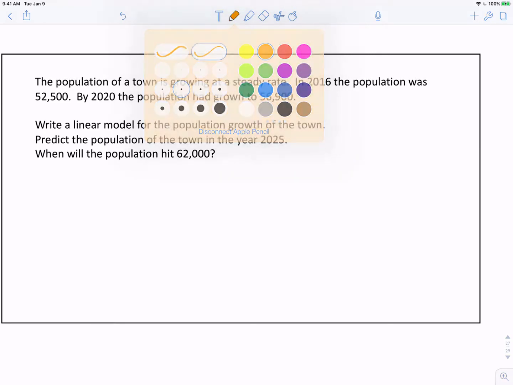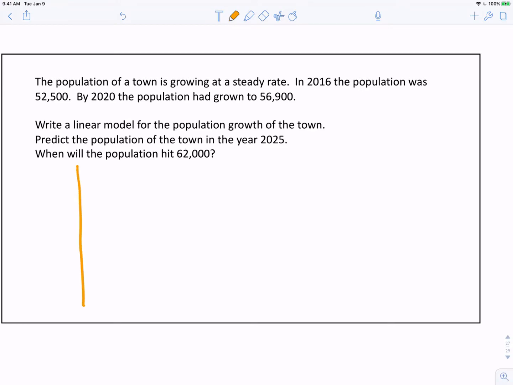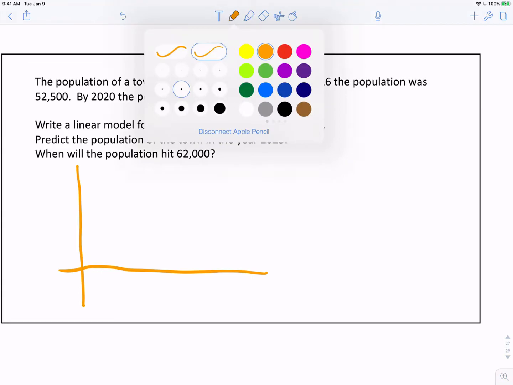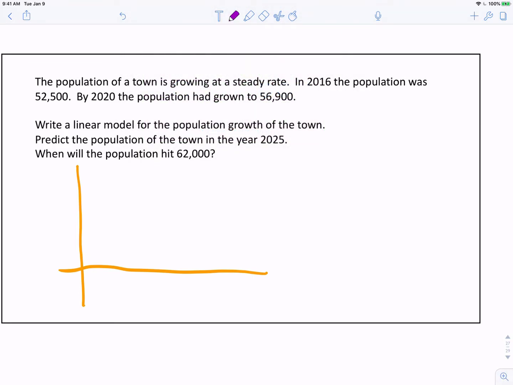So again, sometimes I like to start with a picture. You don't have to, but for me it's helpful. So here's the idea. The population of this town is growing over time. And so our x variable is going to represent the time in years. And our y variable is going to represent the population of the town.